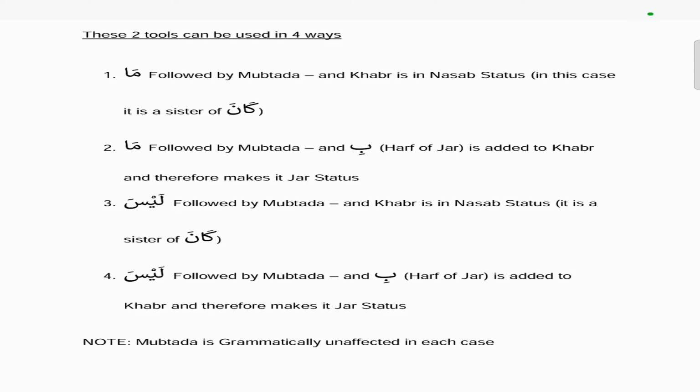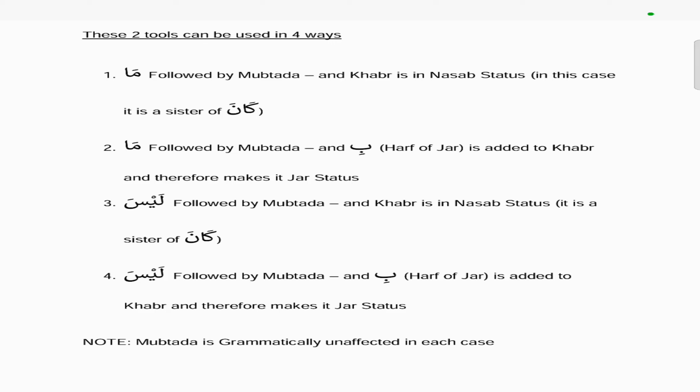Or the ma can be followed by a mubtada, and the harf of jar bi is added to the khabar, and therefore makes the khabar into the jar status. So that's another way of doing it. And whenever we add the bi, harf of jar, to the khabar, this just increases the negation. So the negation becomes stronger. So ma by itself is a negation, or it's actually a refutation. So you're refuting something.